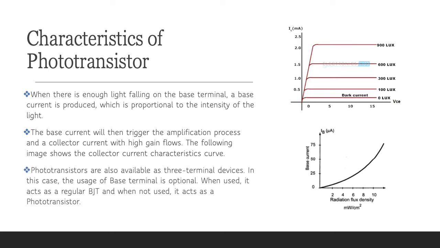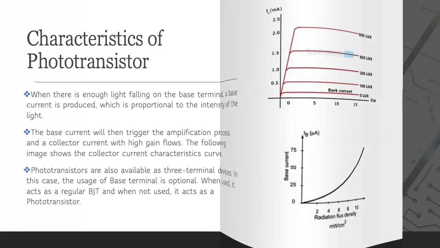Phototransistors are also available as three-terminal devices. In this case, the usage of the base terminal is optional. When used, it acts as a regular BJT, and when not used, it acts as a phototransistor.